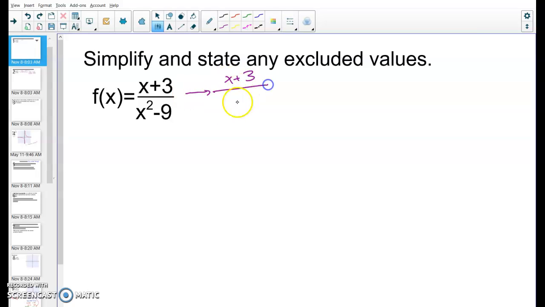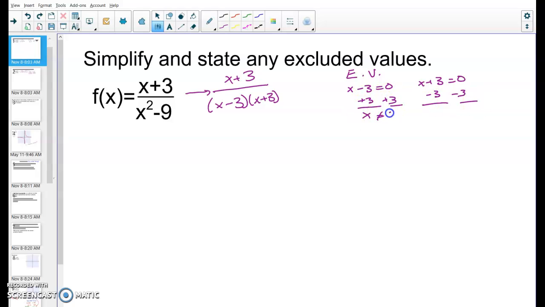Your denominator is a difference of perfect squares, so that leaves us with x minus 3 and x plus 3. So for our excluded values, we're going to set both of those equal to 0 and then solve. So x can't equal 3 and x can't equal negative 3. Okay, that should be a quick review.